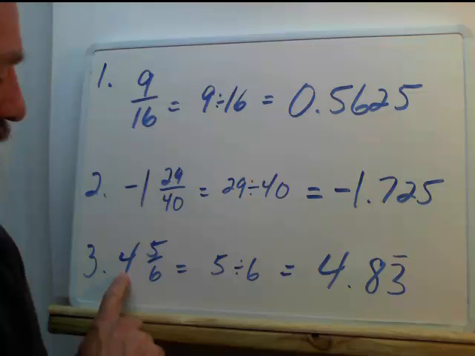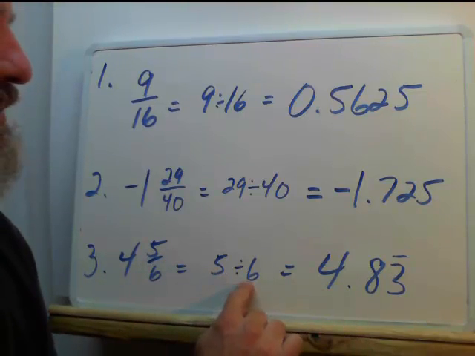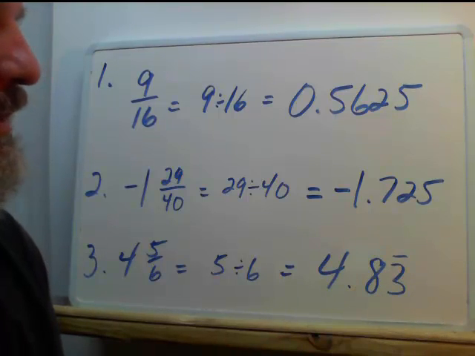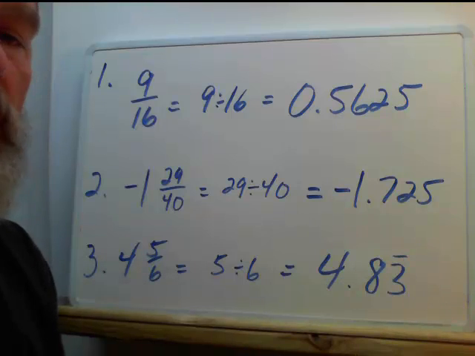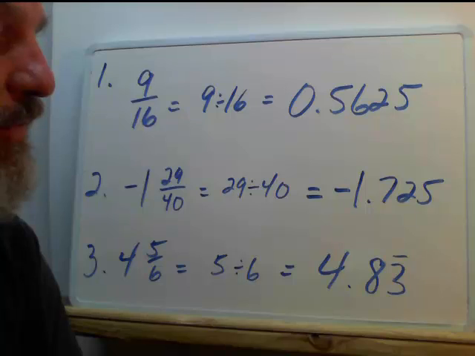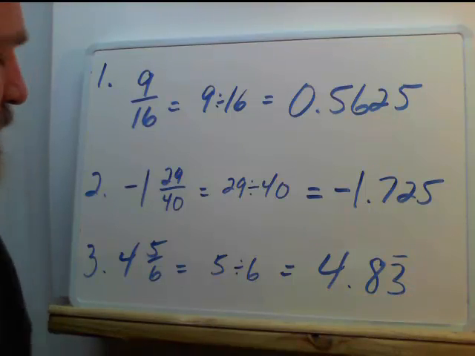Number 3, we have 4, so we're going to move that over here, and 5/6, the 5 divided by 6 is 0.83 repeating. Couple of things in regard to this. Don't forget to use your repeater bar and be careful to only put it over the numbers that actually repeat. The 8 does not repeat here, just the 3.